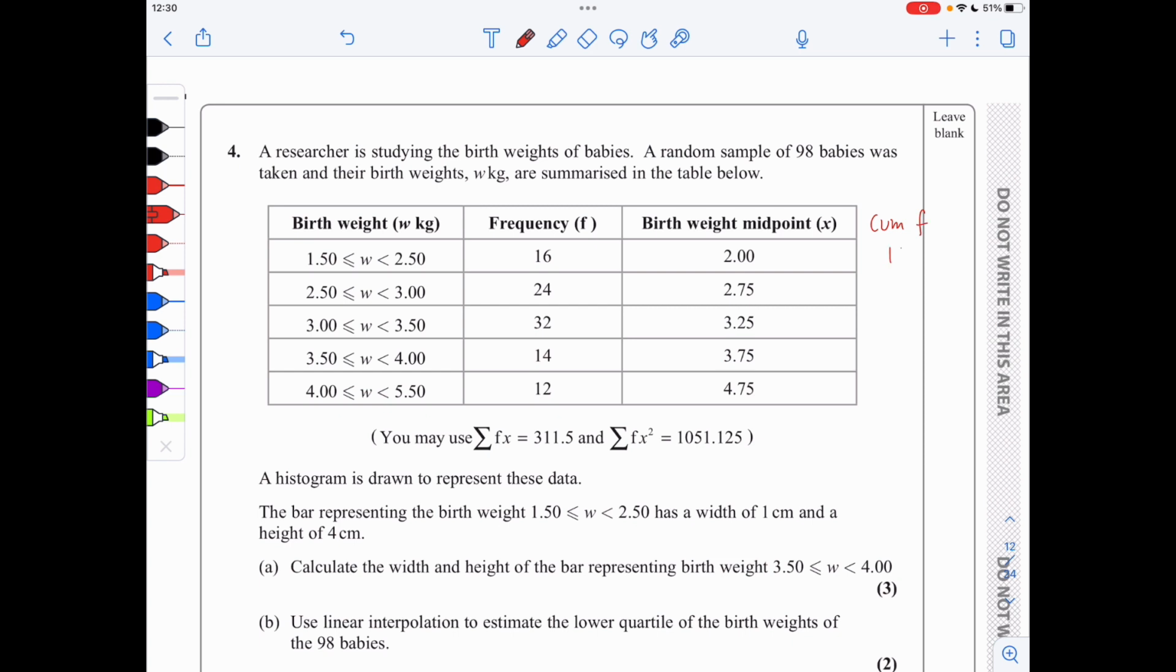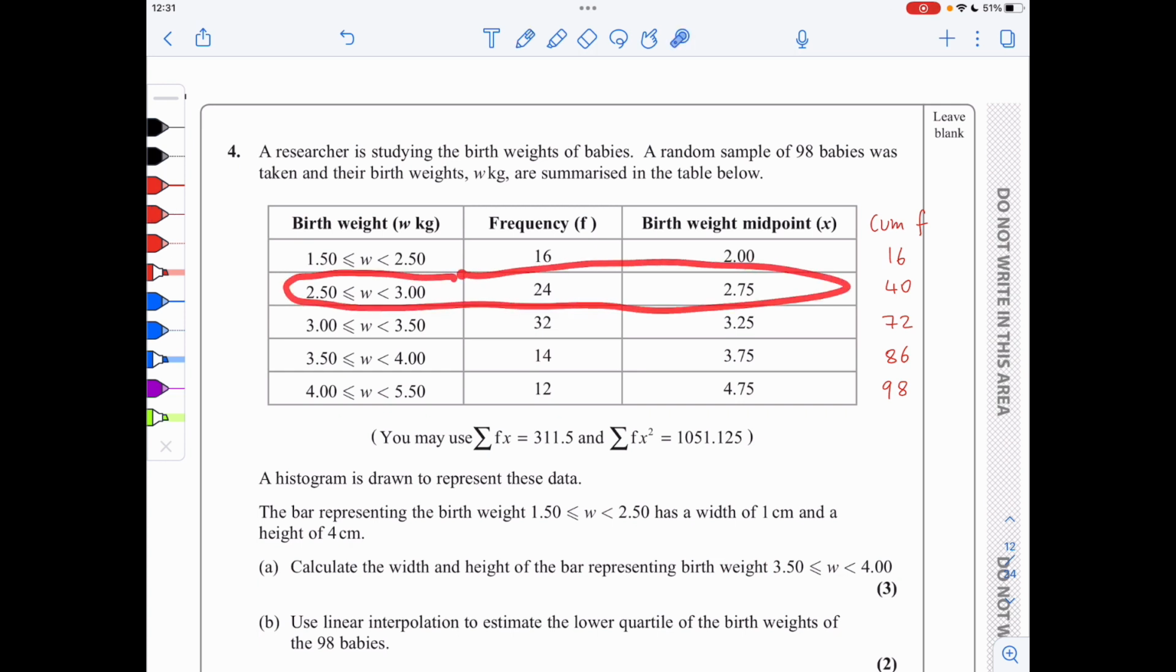So we've got 16, then it's 16 plus 24, which gives me 40. Then it's 40 plus 32, which goes to 72, plus 14 is 86, plus another 12, it's 98. We can see that the 24.5 observation is in this class here. This is where we will be applying linear interpolation to estimate the lower quartile.